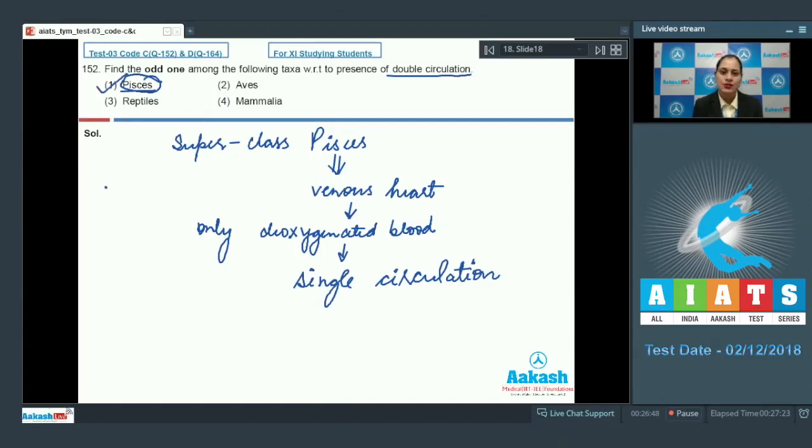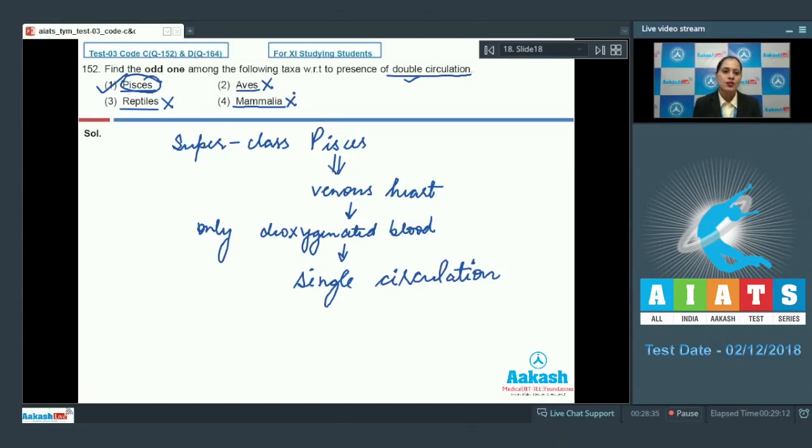Let's discuss other options also. The second option is aves, and members belonging to this class aves are birds and they exhibit double circulation. So this cannot be a correct answer. And third option is reptiles, and as most of the reptiles show incomplete double circulation, so this cannot be a correct answer. And our last option is mammalia, and the members belonging to this class mammalia exhibit the presence of double circulation, so this cannot be a correct answer.